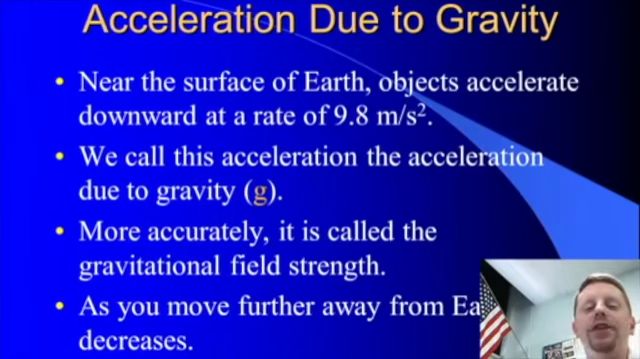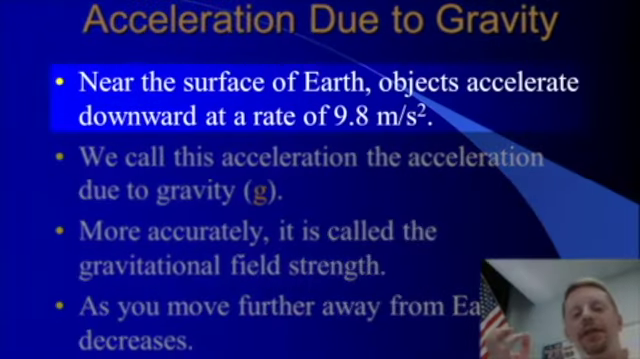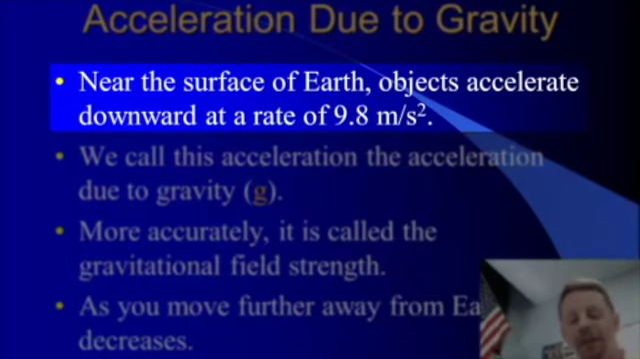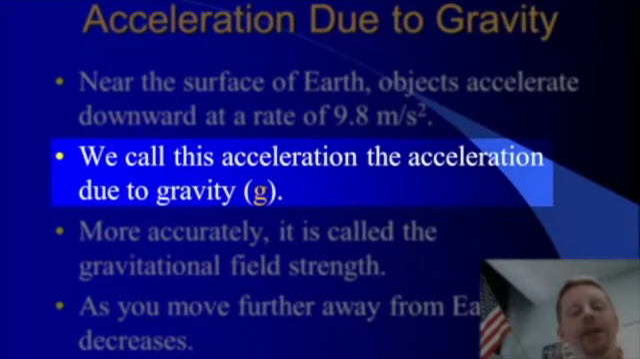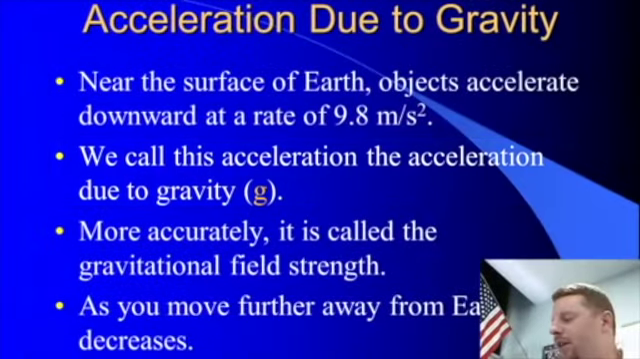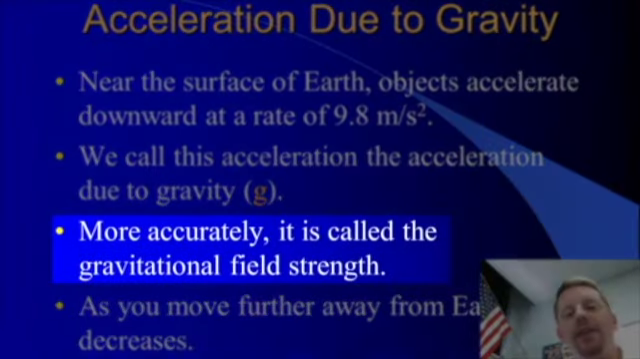Now, the acceleration due to gravity is how much an object near the surface of the Earth accelerates toward the center of the Earth. We typically think of this as a constant at 9.8 meters per second squared. But in reality, this acceleration due to gravity, this constant that we give the symbol lowercase g, is a bit of a misnomer. Really, what we should call it is the gravitational field strength near the surface of the Earth. And it is that as well.